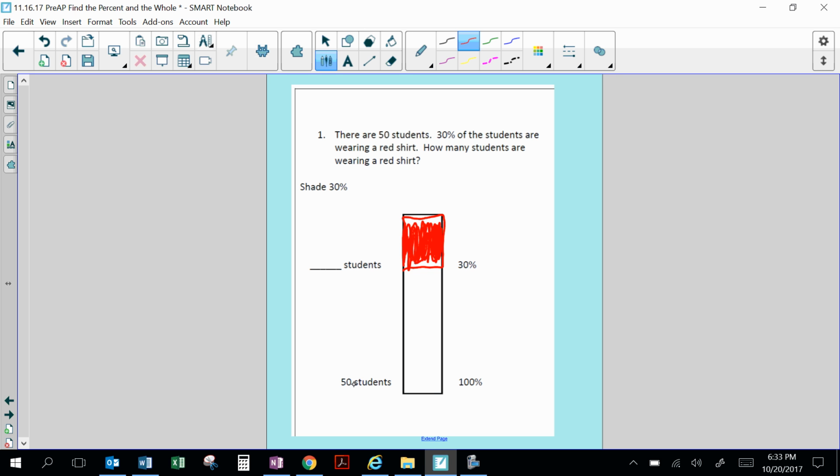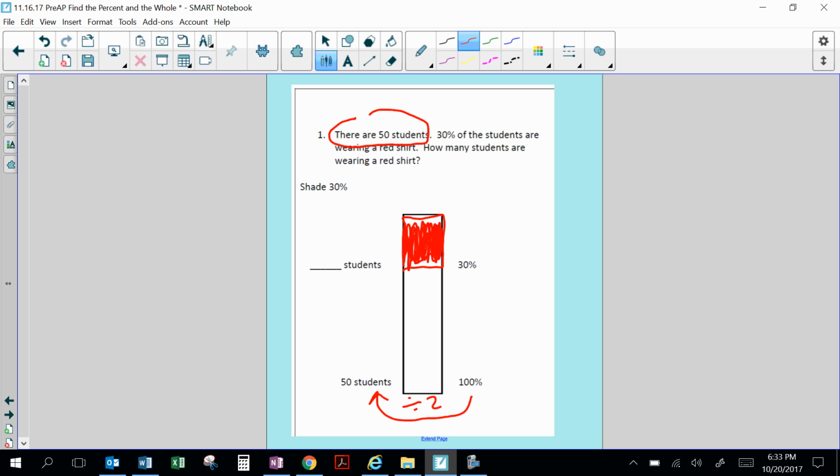Are the 50 students, do they represent 30% of the students or all of them? Well, I said there are 50 students. That's all of them. How many students are wearing red? So I would like to figure out how many students are wearing red that represent 30%. Let's find the relationship. What is the relationship between 100 to 50?